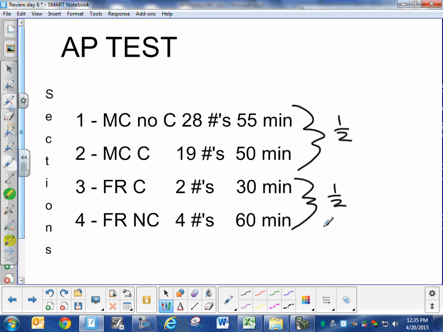What people freak out about is this. They see 28 questions, 19 questions. If I don't know one question, that's going to be okay. There's enough questions that I can overall figure things out. But here, we have 2 questions and then 4 questions. 6 total questions. Now, the questions aren't just one question. There's multiple parts. We've done free response questions before. Each question has a total possible point value of 9 points.